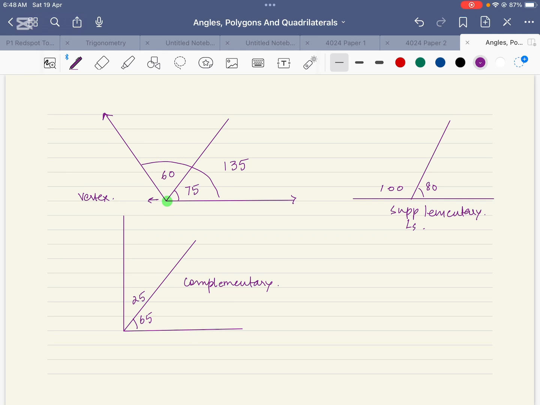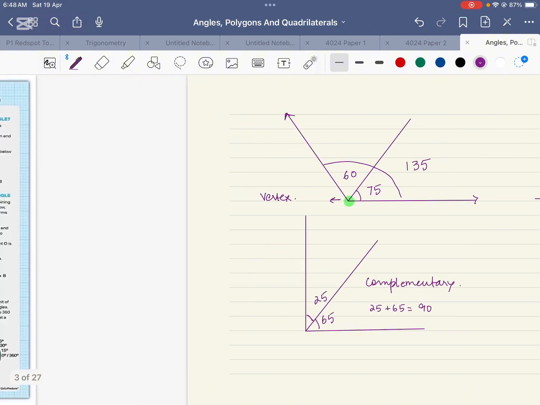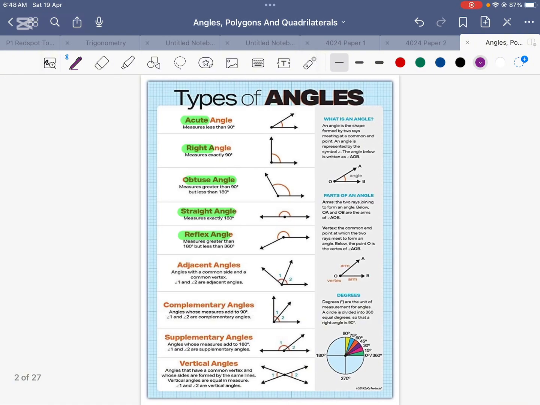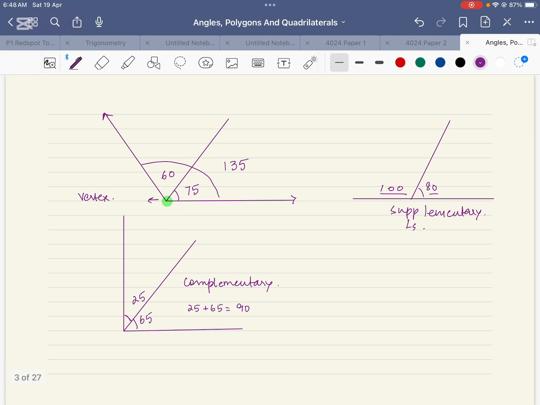Then we have complementary angles. Complementary angles means the sum of two angles is equal to 90 degrees. 25 plus 65 is 90. And supplementary or adjacent supplementary angles are two angles the sum of which is equal to 180 degrees, as we can see from here. Now we have vertical angles.